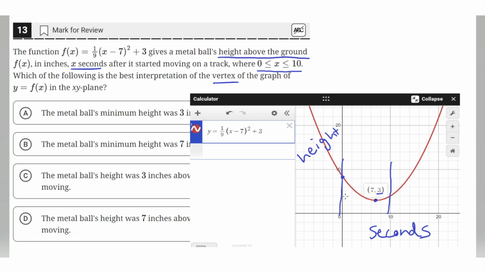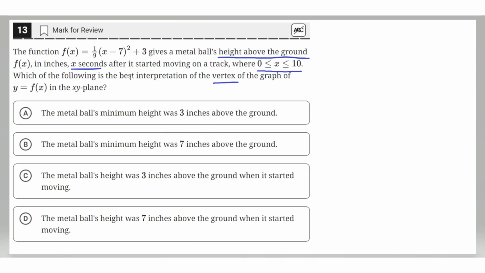So after 7 seconds of the ball rolling on this track, we reach the vertex, which we can see from this parabola here that it's the minimum height of the function. So after 7 seconds of rolling, the ball reaches its minimum height at the vertex. So we can use that to answer the question of how to interpret the vertex. So after 7 seconds, the ball reaches its minimum height at the vertex, which is what answer choice A says here, that the ball's minimum height was 3 inches above the ground.